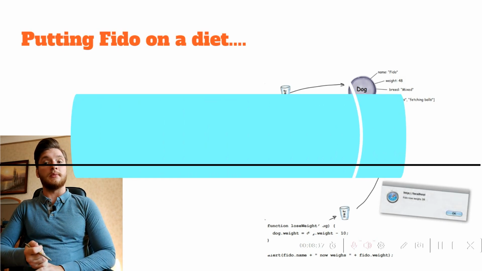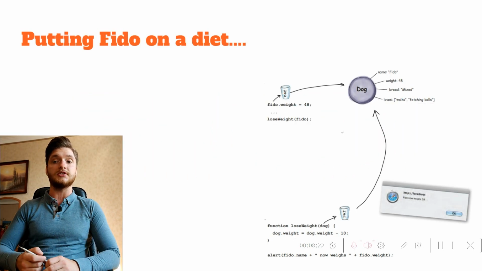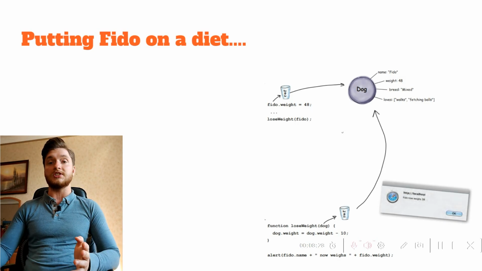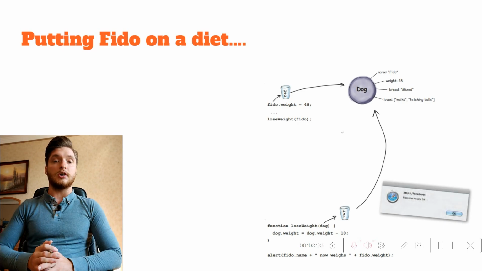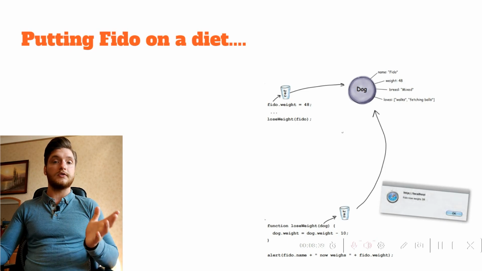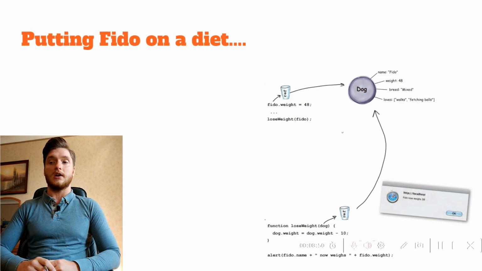The dog parameter of the loseWeight function gets a copy of the reference to feeder, and so any changes to the properties of the parameter affect the object that was passed in. When we pass feeder into loseWeight, what gets assigned to the dog parameter is a copy of the reference and not a copy of the object, so feeder and dog point to the same object. The dog reference is a copy of the feeder reference. So when we subtract 10 pounds from dog.weight, we are changing the value of feeder.weight.